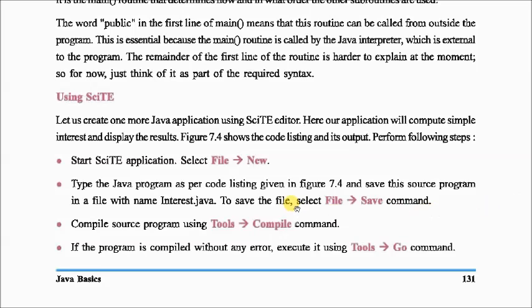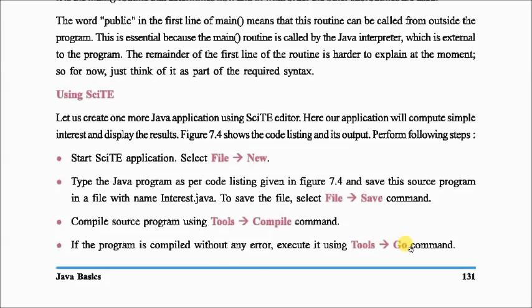To save the file, select File and then the Save command. Compile the source program using the Tools and Compile command. Directly you can compile the program. Compile means it will check whether an error is there or not, and if there is no error, then it will convert the source code into a program. If the program is compiled without any error, execute it using Tools and Go. Now, if there is no error in the program, you can use the Tools option and then click on the Go command to run the program.